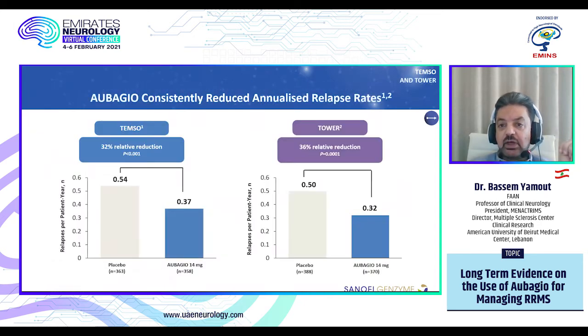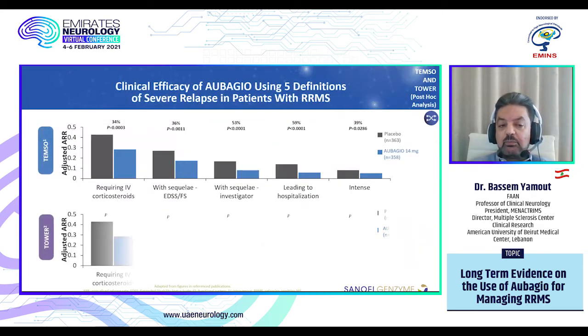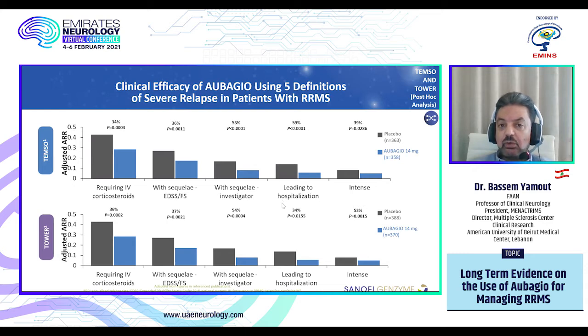If you look at the TEMSO and the TOWER trials, again, we can see 32 and 36% reduction in the risk of relapse versus placebo. So this is a medication with a clear moderate efficacy in treating MS. At the same time, in both TEMSO and TOWER trials, teriflunomide was also effective in reducing the severe relapses. So relapses requiring IV steroid, relapses with residual disability, relapses leading to hospitalization, and for all of those, we can see a statistically significant reduction in the risk of those relapses versus placebo.